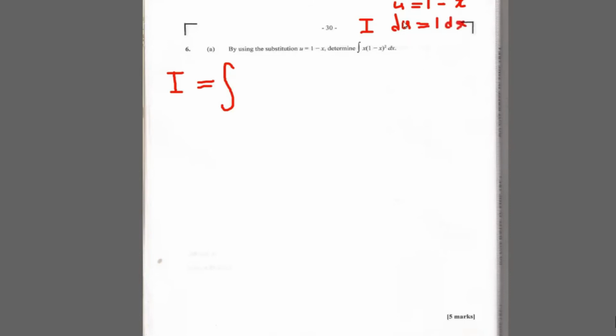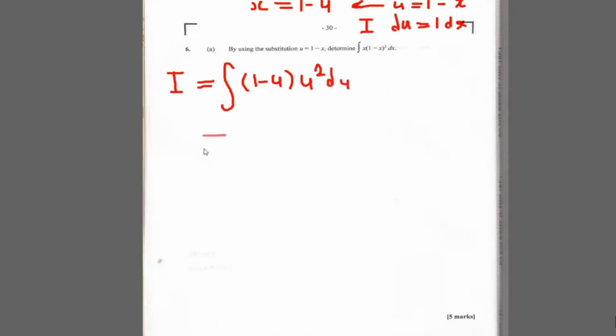du is equal to 1 dx. So that means that if you make x the subject up here, you get x is equal to 1 minus u. So this integral will become x is now 1 minus u, multiplied by 1 minus x, which is now u. So 1 minus x all squared is u squared du.